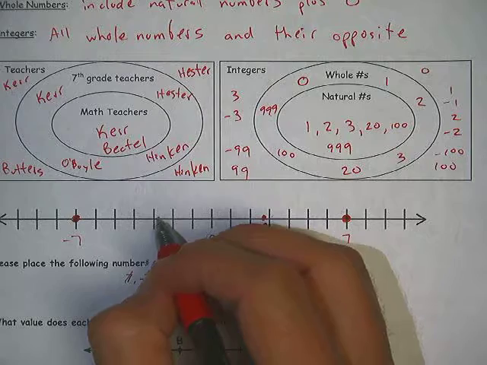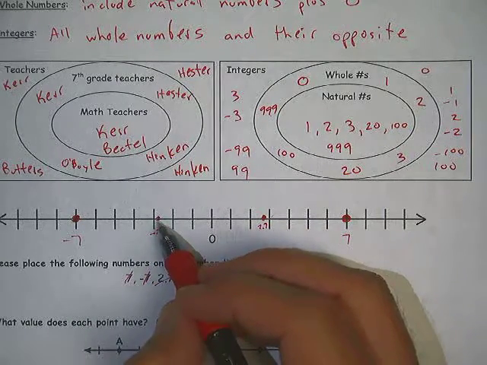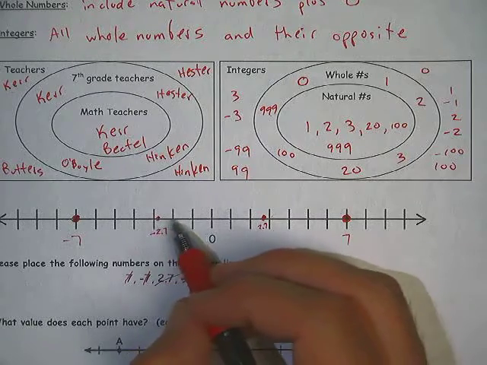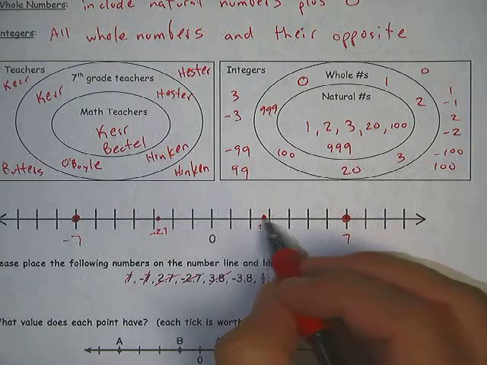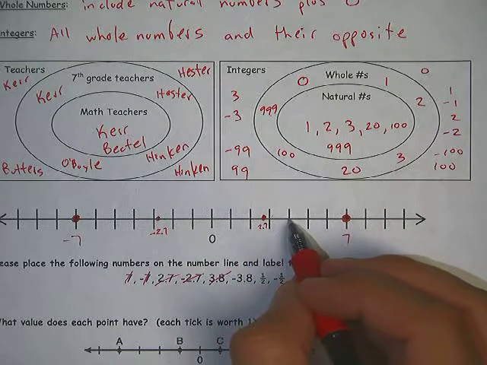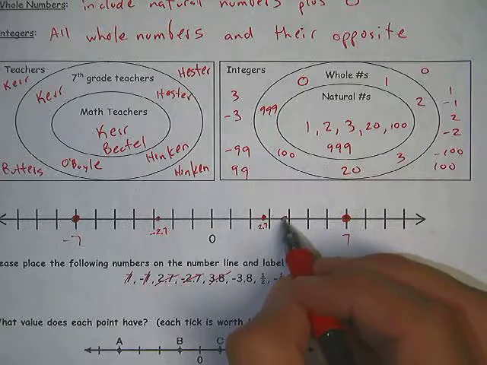Negative 2.7 is the same distance from 0, just in the opposite direction. So I went up 2 and then almost to 3. So I'm going to go down 2 and almost to negative 3. So negative 2.7 is almost to negative 3. It's closer to negative 3 than it is to negative 2.